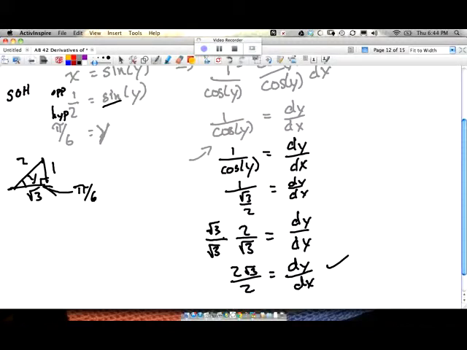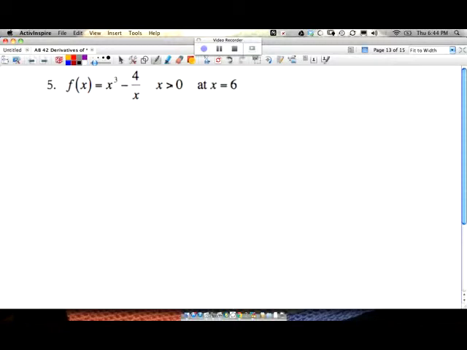Number 5, Johnny 5. Okay, so we got y equals x cubed minus 4 over x. Not a huge deal. Let's switch x and y. That would give me x equals y cubed minus 4 over y. Now to take a derivative, I'm going to change this second term here to minus 4 times y to the negative 1. That'll make it a little bit easier when I start to take the derivative. d/dx is what I'm about to do.